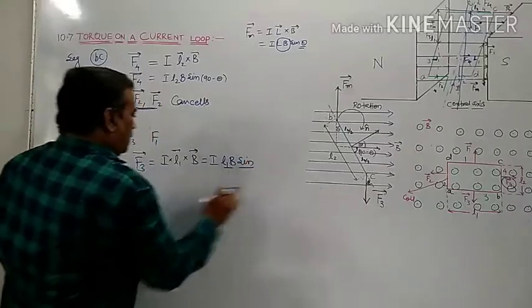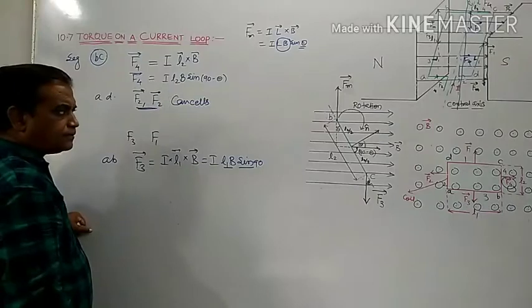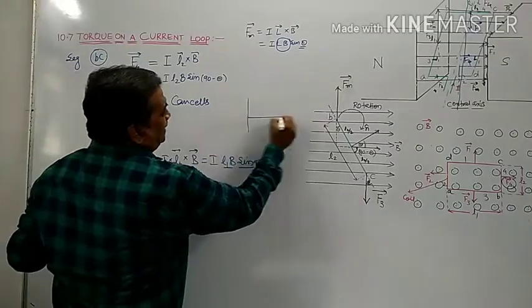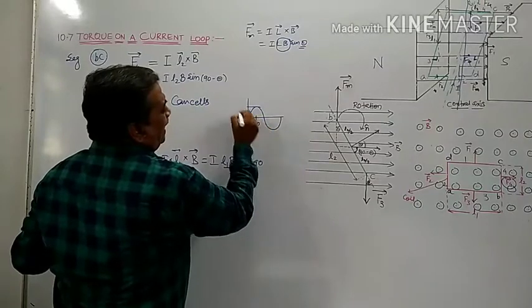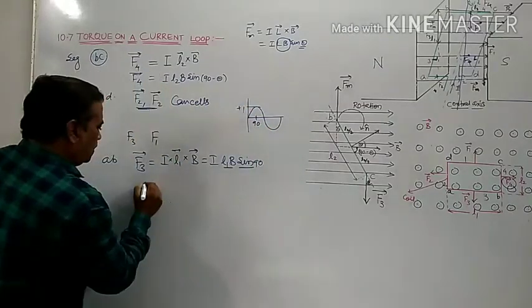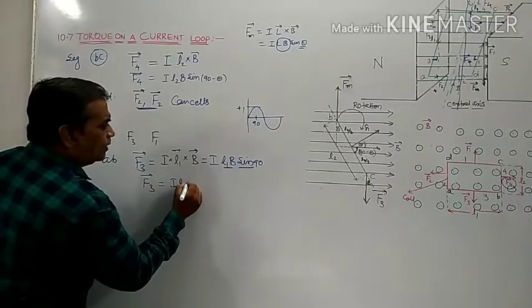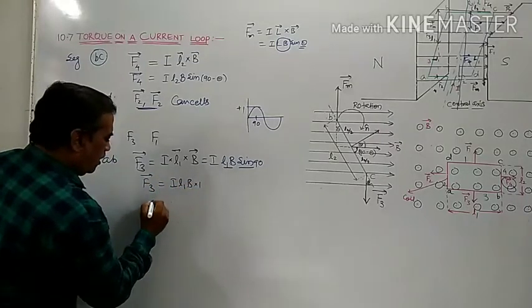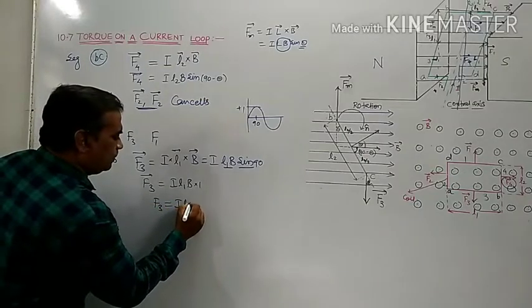So here I L1 B into sine 90. What is sine 90? Every now and then we are drawing this diagram. Sine 90 is plus 1. So force F3 is equal to I L1 B into 1, or the magnitude of force F3 is equal to I L1 B.